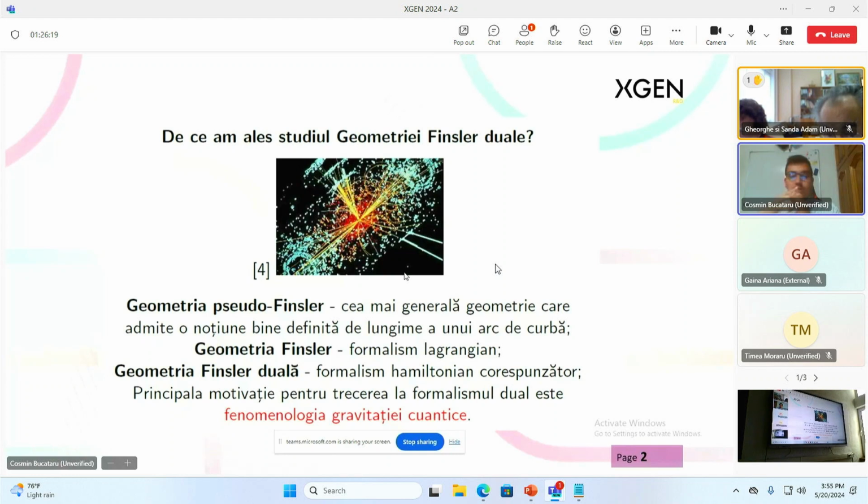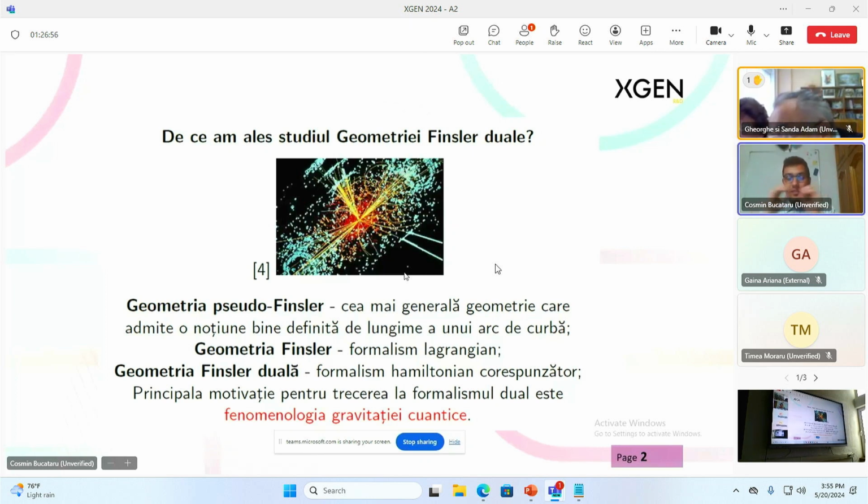For the first part of my talk, I will start with the motivation of my theme. I want to tell you why I have chosen this type of study, because in dual Finsler geometry we want to use two types of coordinates for our Hamiltonian formalism. So we need two notions: the coordinates of the point and the coordinates of the momenta. And why do we want this?